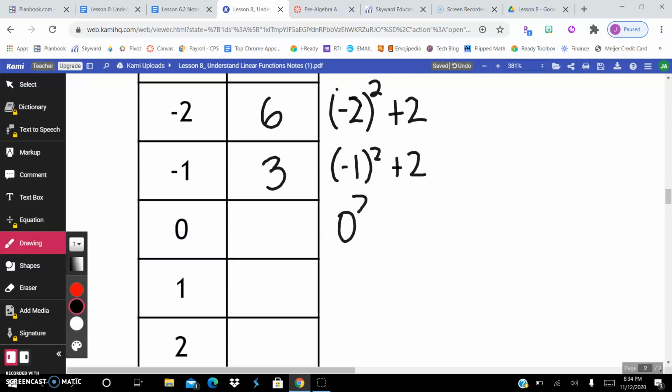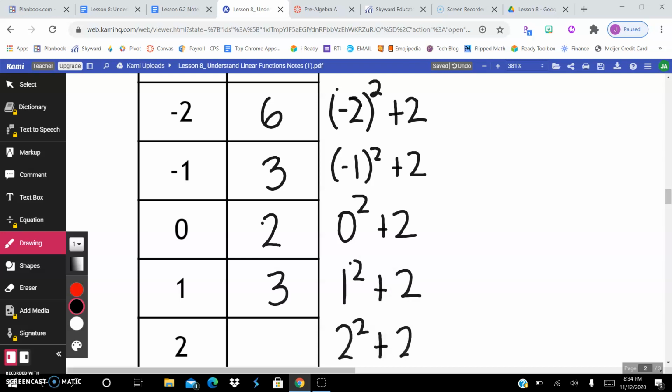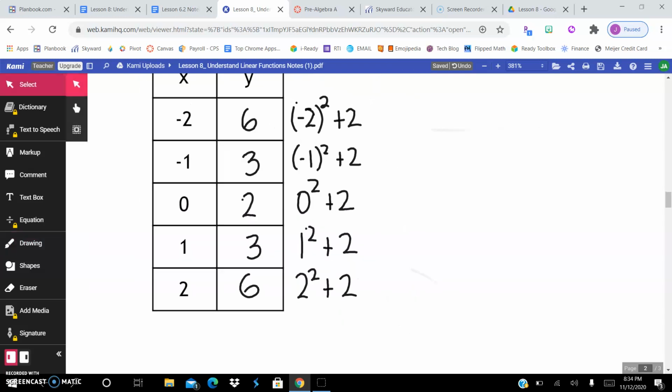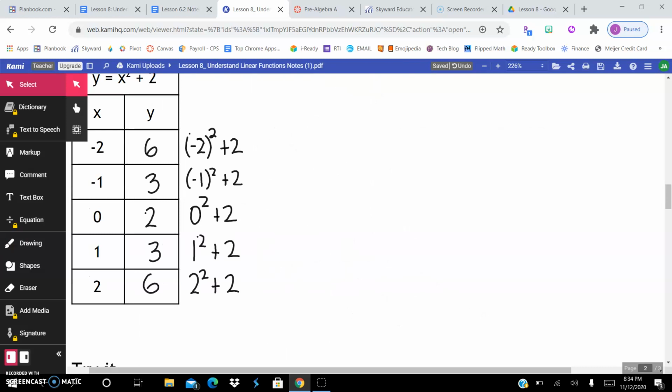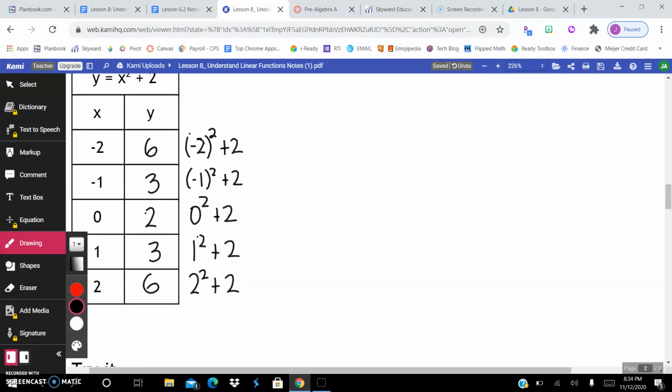And then 0 squared plus 2, that would be 2. 1 squared plus 2 would be 3. And 2 squared plus 2, that'd be 4 plus 2, which would be 6. So now we're going to have to graph these.